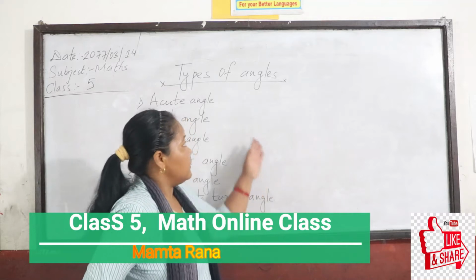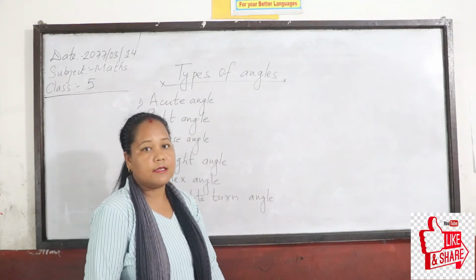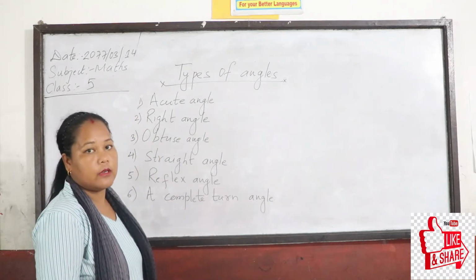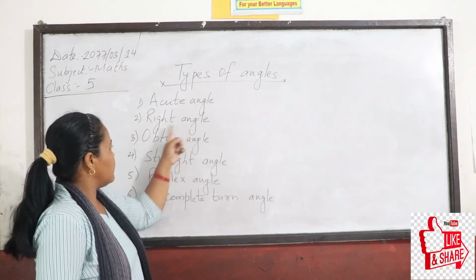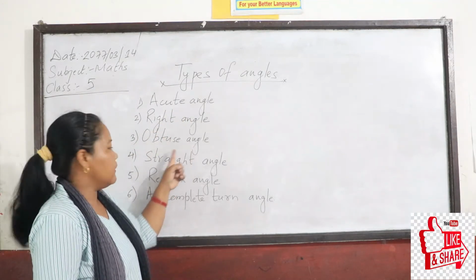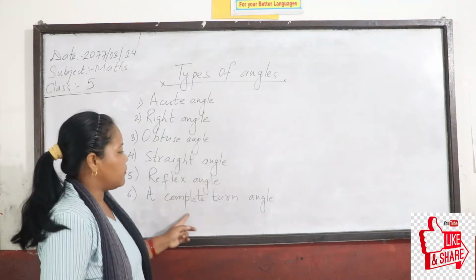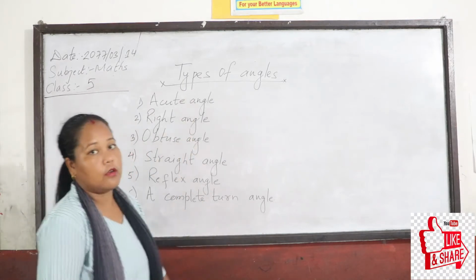Look, students. According to the size, the angles are of 6 types. First is acute angle, right angle, obtuse angle, straight angle, reflex angle, and a complete turn angle. Okay, and now we are going to learn about it.